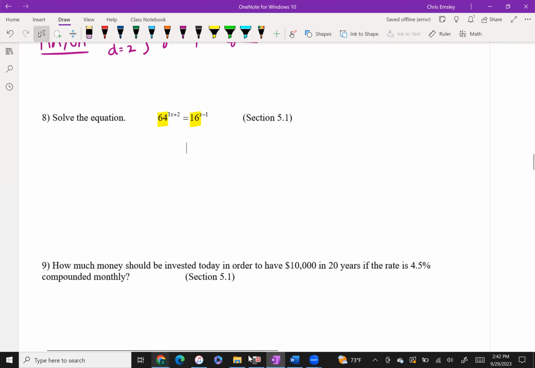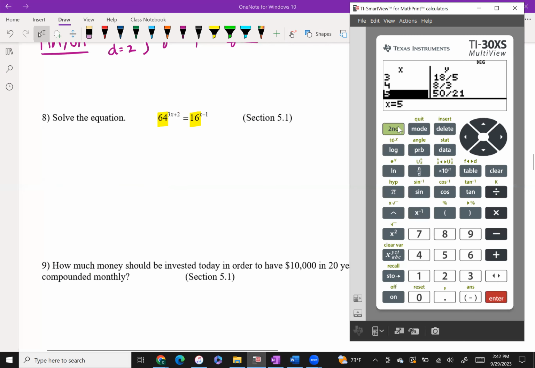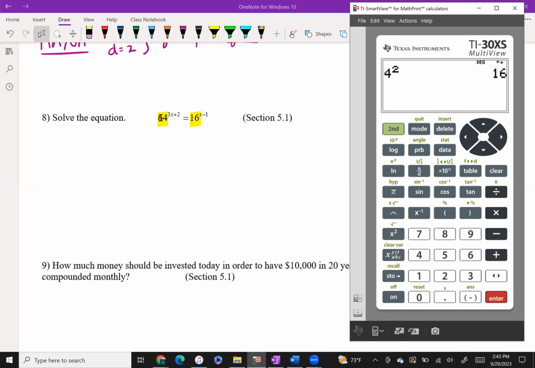And maybe you're not sure. So guess what? Do a little trial and error with your calculator. So 16 and 4, well, I know 16 is 4 squared, right? 4 to the second power gives me 16. Can I write 64 as a power of 4? What is 4 cubed? Oh, look at that. It is 64. So just try some and see what works.